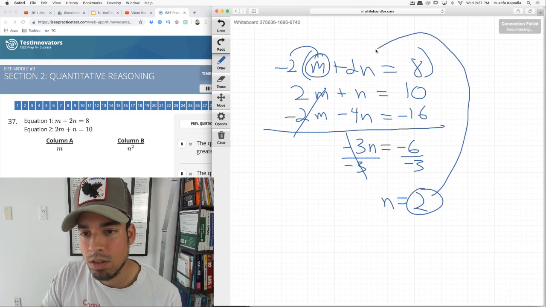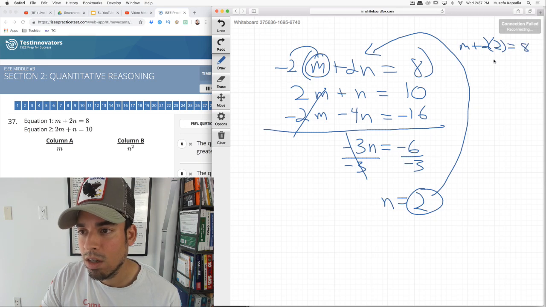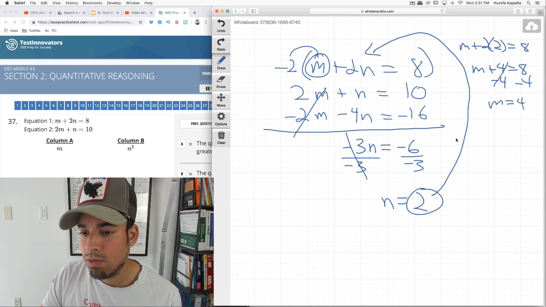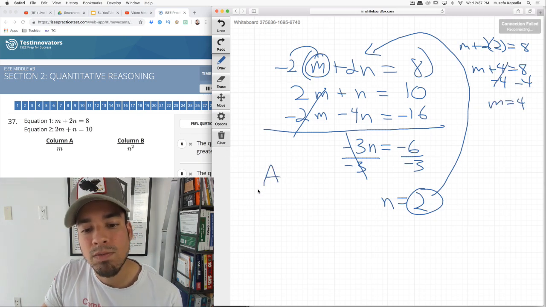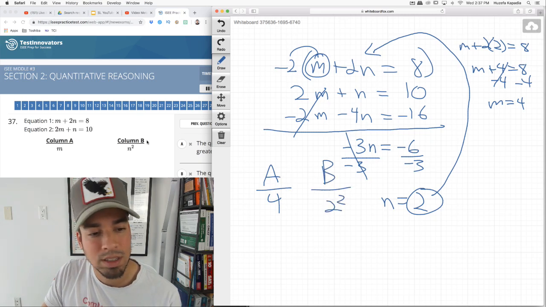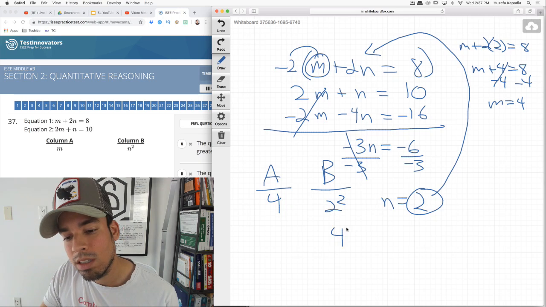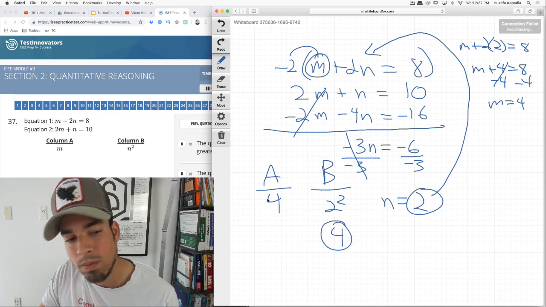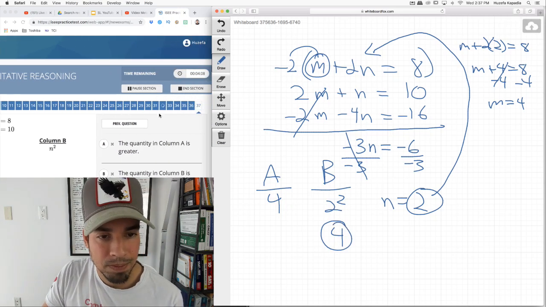So I'll plug it in up here. So it's now m plus 2 times, I'm replacing n with 2, equals 8. 2 times 2 is 4 equals 8. Subtract 4 from both sides to isolate m equals 4. So m equals 4. Column B is n squared. 2 squared is indeed 4 because 2 squared is 2 times 2. So the two are equal.